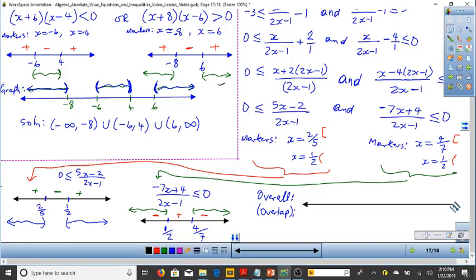And my numbers in question are 2/5, 1/2, and 4/7. The first region was to the left of 2/5 and to the right of 1/2. The next solution was to the left of 1/2 and to the right of 4/7.